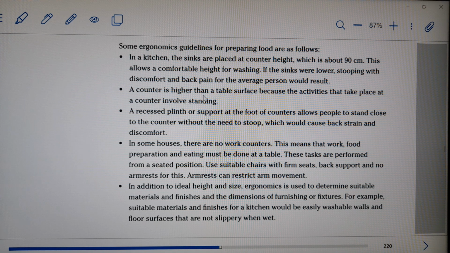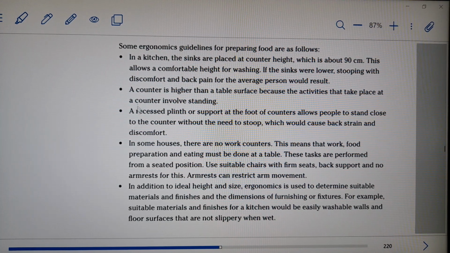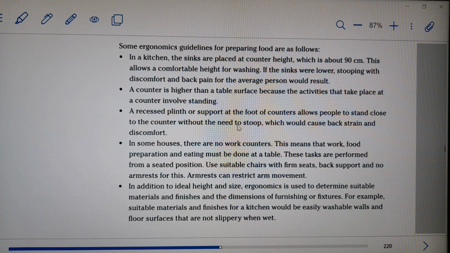A counter is higher than a table surface because the activities that take place at the counter involve standing. A recess, a plinth, or support at the foot of the counters allows people to stand close to the counter without the need to stoop, which causes back strain and discomfort.